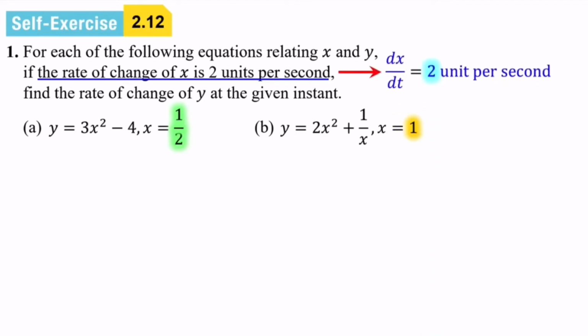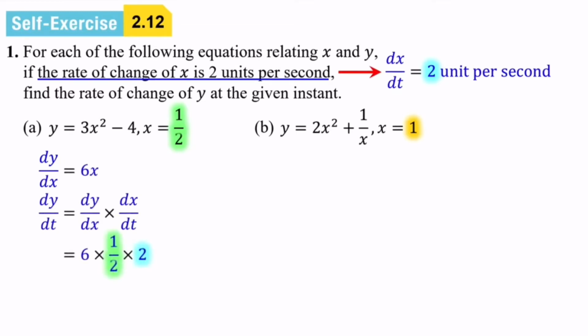So it's dx compared with time. Change of time is dt. So dx/dt is equal to 2 units per second. So that is very important. So then after that, you just do dy/dx. So dy/dx is equal to 6x.